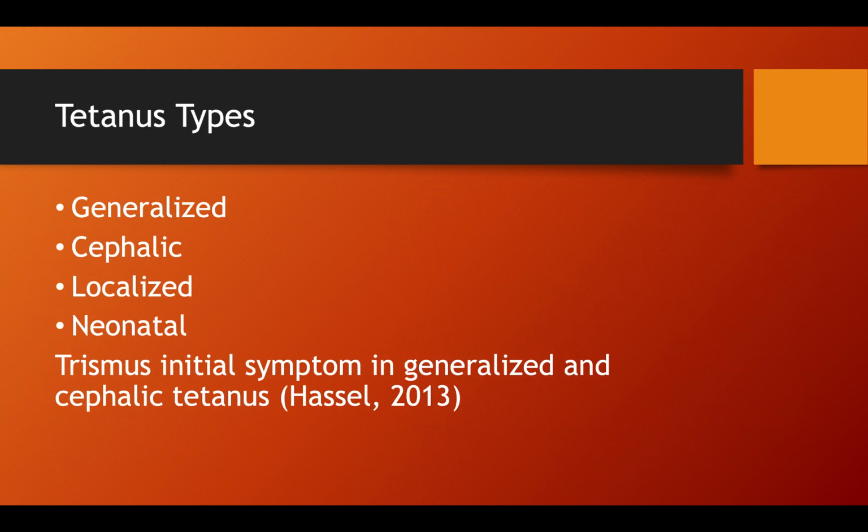Next, we'll talk about the different types of tetanus. There are 4 types: generalized, cephalic, localized, and neonatal. Generalized tetanus is referring to tetanus affecting muscles throughout the body. Cephalic tetanus is tetanus affecting muscles of the head. Localized tetanus is tetanus affecting specific muscles localized in certain parts of the body. And neonatal tetanus is speaking of tetanus affecting newborn infants, usually through an umbilical cord procedure.